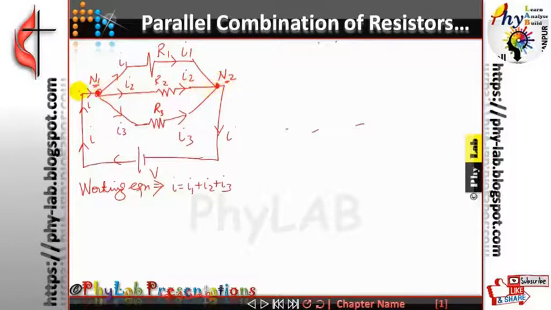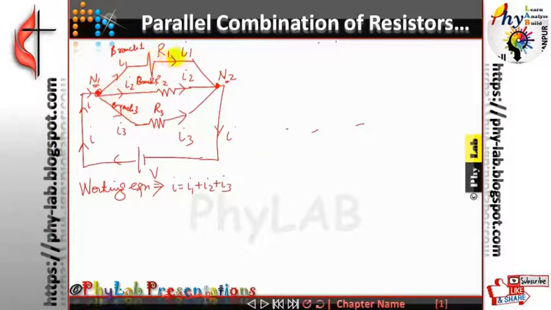Now across this node N1 and N2, I have got a battery V connected, a potential difference of V volt applied. Then across the nodes, whatsoever things are connected, they were referred by us as branch. So this becomes my branch 1, this becomes my branch 2, whereas this becomes my branch 3. So there are three branches.